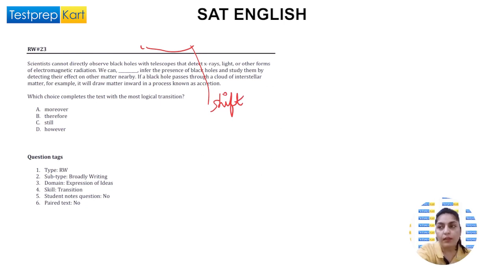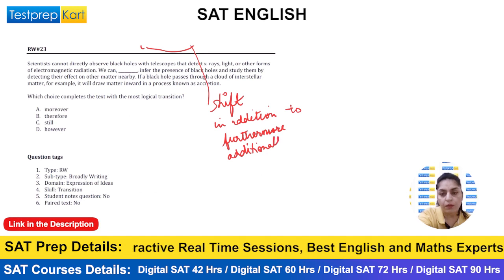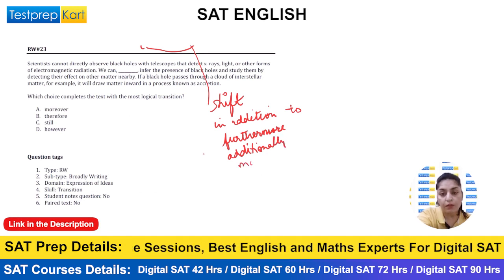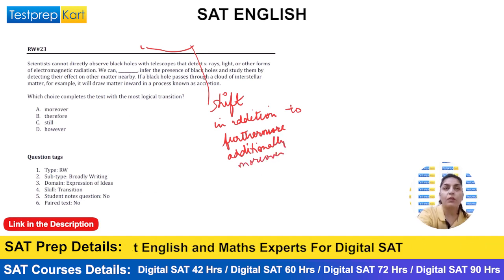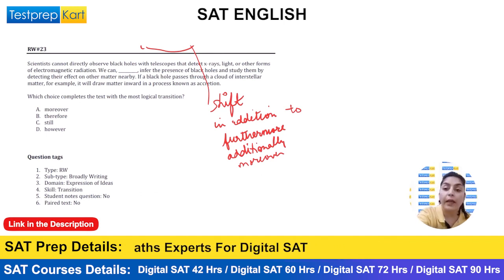So when the author is saying something and he has to introduce something, either he wants to add something, we'll use some transition words like in addition to, or furthermore, or additionally, or moreover. So many are there. So you have to learn all these transition words. This is about when we add something.